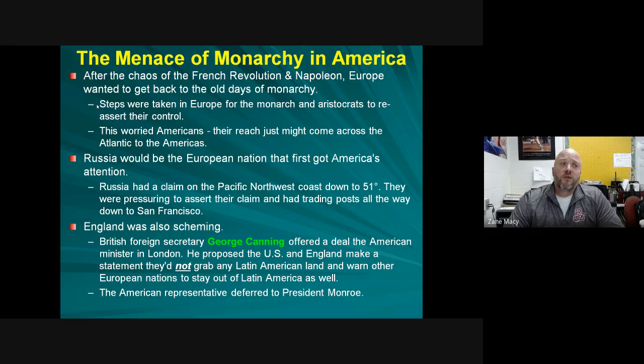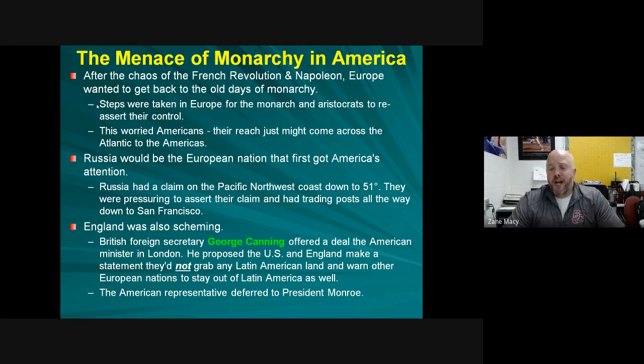Russia had slowly but surely in the West been creeping down the border of the Pacific Northwest, all the way down to 51 degrees, not far from that gray area where the British and the Americans had dual claims. The Russians had trading posts as far south as San Francisco. England was also plotting and scheming.